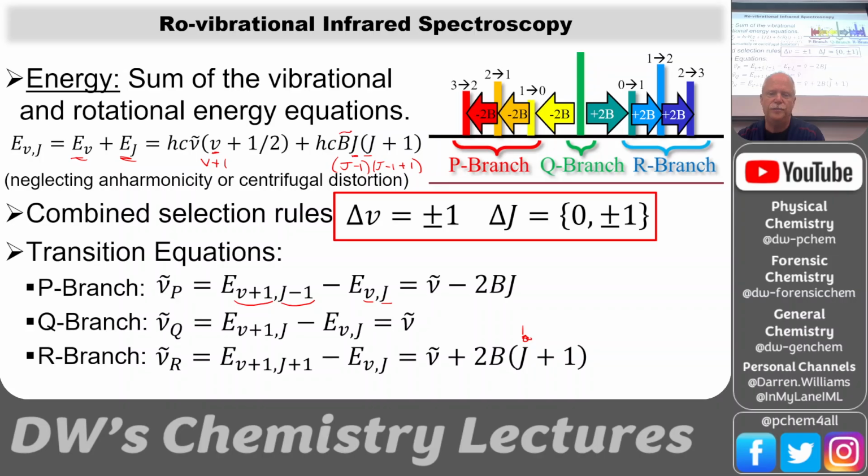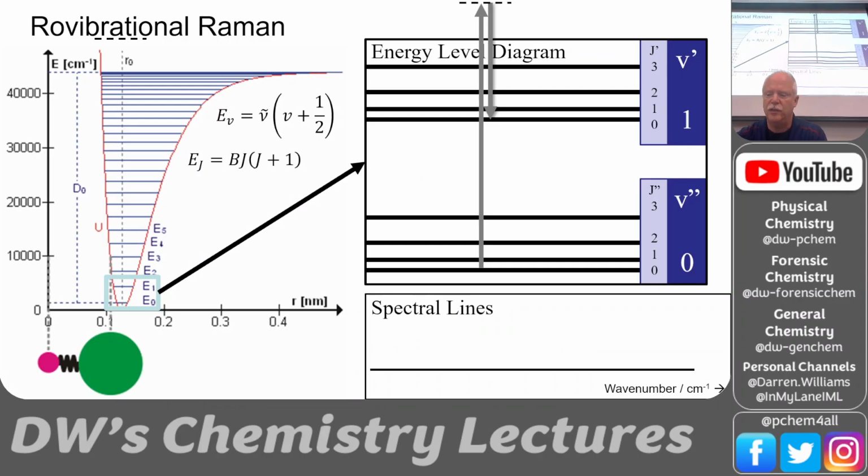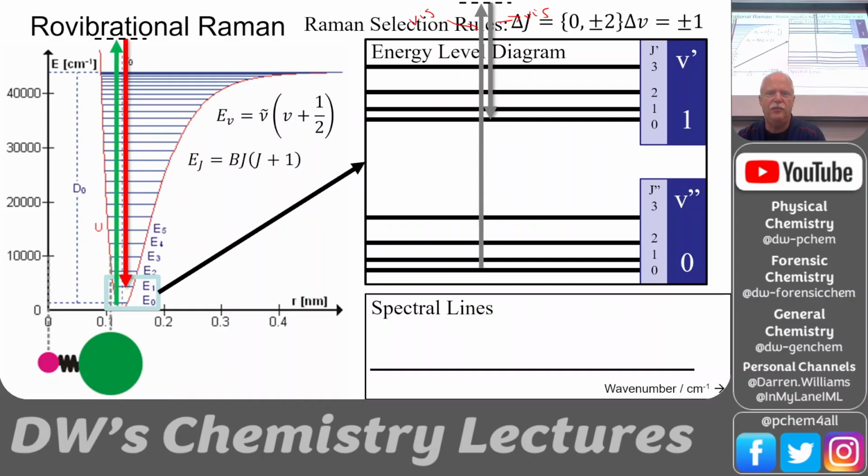Okay. So let's look at the rovibrational Raman. Notice that I've got this scattering. The visible photon comes in, and out. And the difference between those is going to be the rovibrational transition. But we have different selection rules. Now we have plus or minus 2 instead of plus or minus 1.